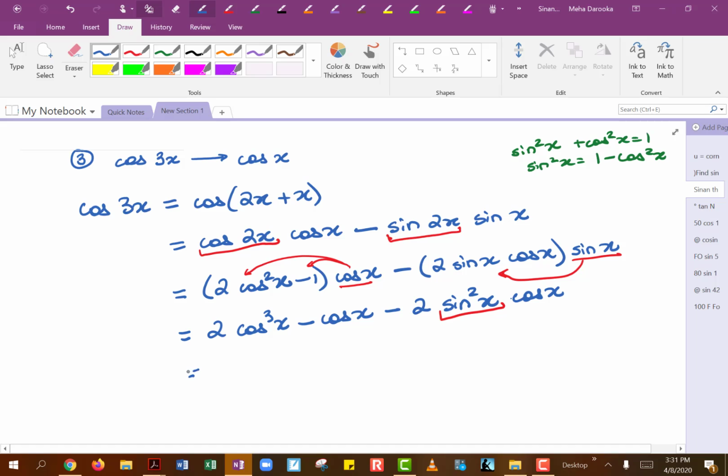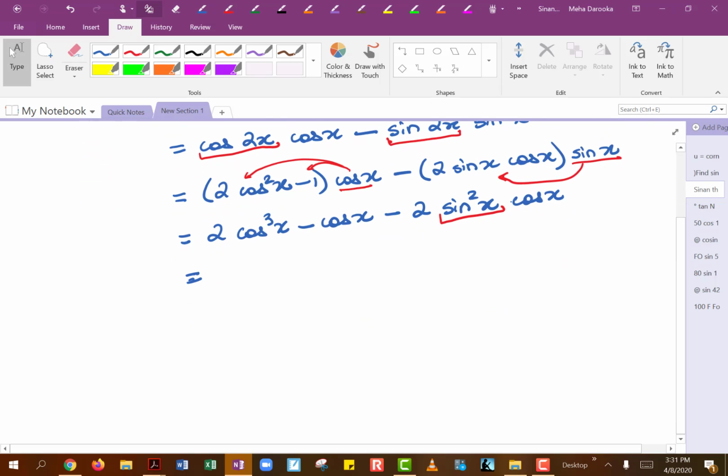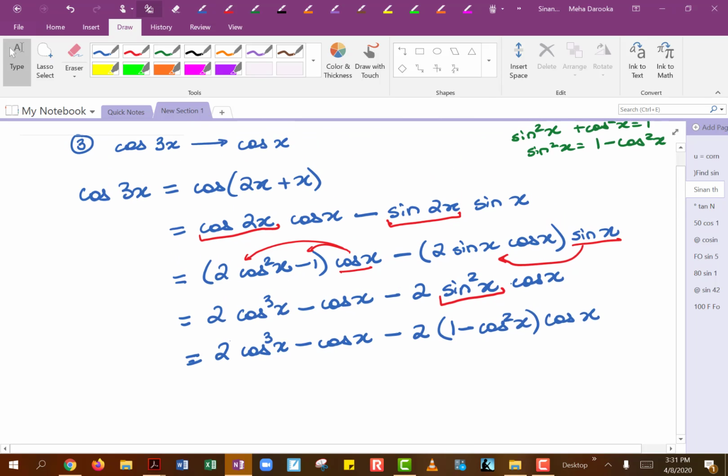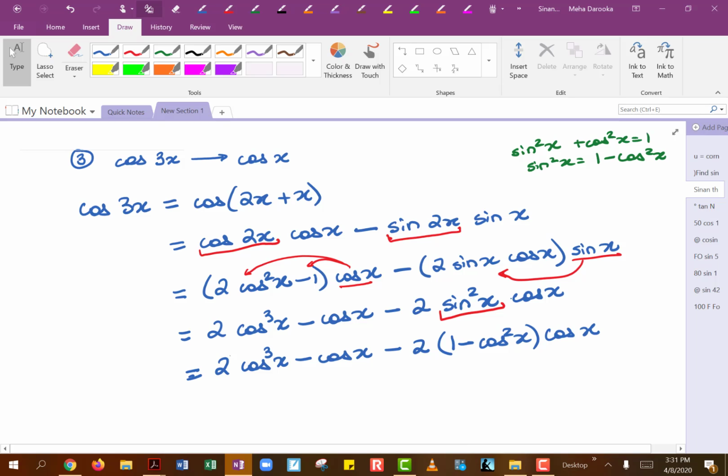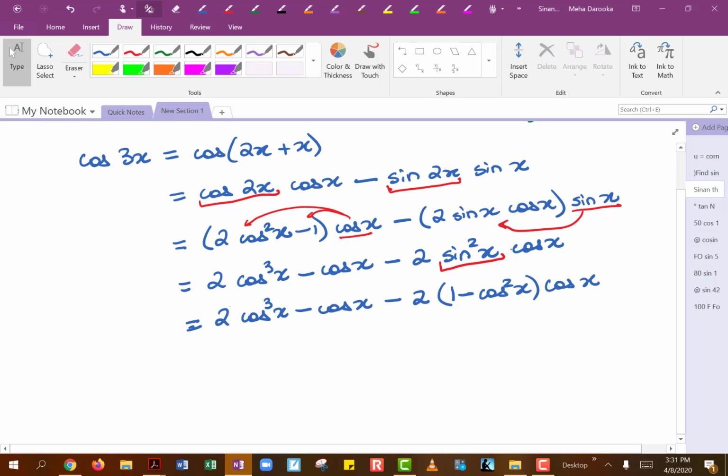So let's go ahead and write down everything else that we have. That's 2 times cosine cubed of x minus cosine of x minus 2. And now for the sine squared of x, I'm going to replace this with 1 minus cosine squared of x, and then your last cosine of x will come down. So I'm using this identity that I just wrote down here in green to substitute.